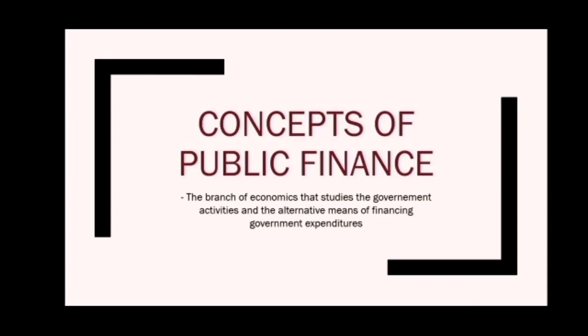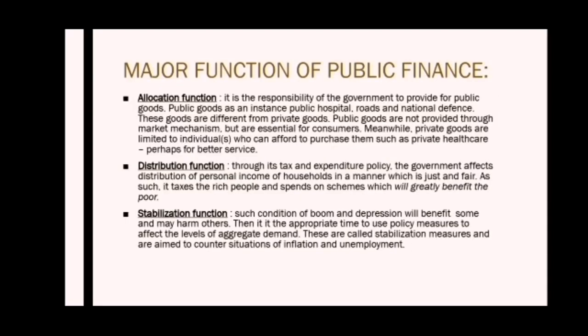The further explanation is that the national budget generally reflects the economic policy of a government, and it is partly through the budget that the government exercises its three principal methods of establishing control. First thing is the allocation function. It is the responsibility of the government to provide for public goods.